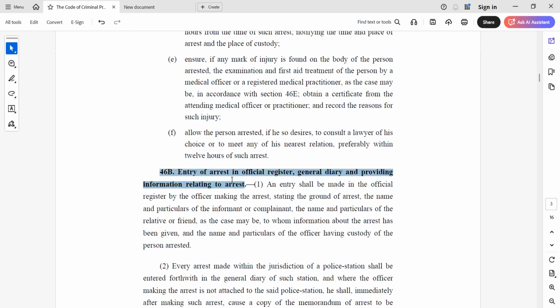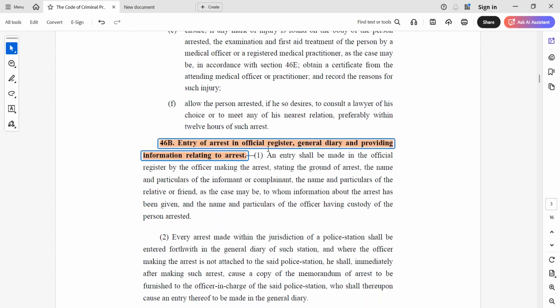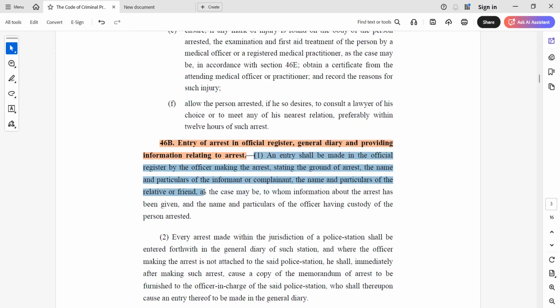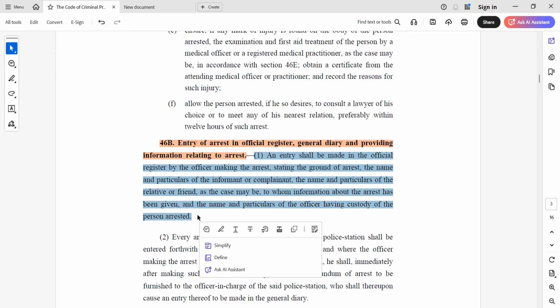Moving on to Section 46B, which talks about entry of arrest in official register, general diary, and providing information relating to arrest. Subsection 1 of Section 46B: an entry shall be made in the official register by the officer making the arrest, stating the ground of arrest, the name and particulars of the informant or complainant, the name and particulars of the relative or friend, as the case may be, to whom information about the arrest has been given, and the name and particulars of the officers having custody of the arrested.